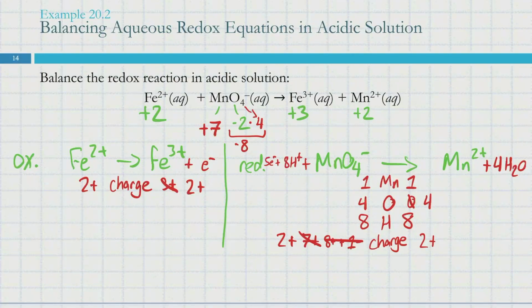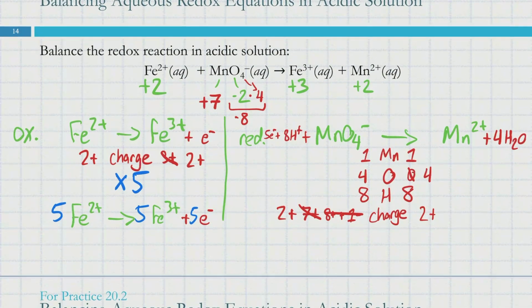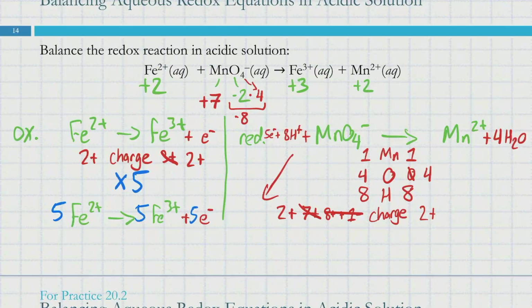So we multiply our oxidation, our iron reaction, by 5 to get the electrons to balance out. So 5 Fe2+ goes to 5 Fe3+ plus 5 e-. And then we can combine our half reactions.